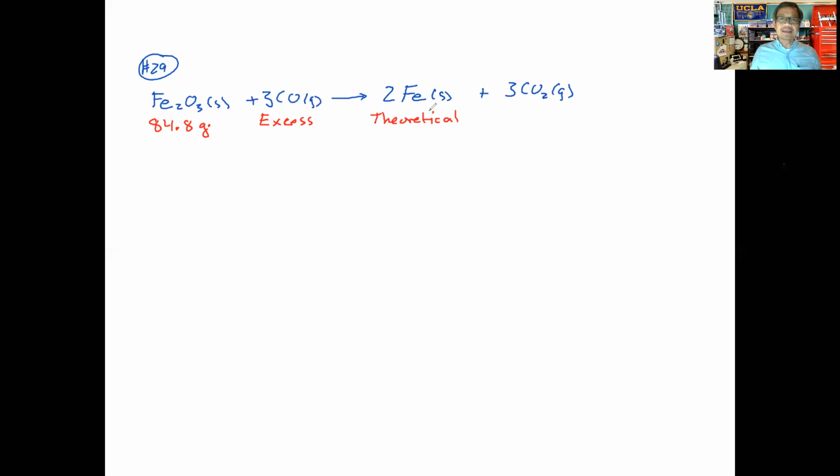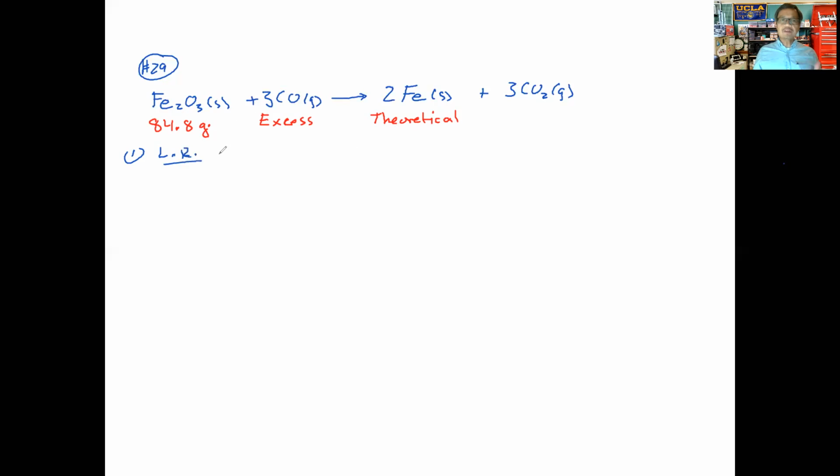What we're gonna do is calculate for the maximum amount. So when they ask us to find the theoretical yield, what they're asking us to find is the maximum amount of product that we can form if everything runs perfectly and if all of the limiting reagent is completely used up, okay? In these types of problems, remember, our first step is to find the limiting reagent. We have to calculate for the limiting reagent, okay?